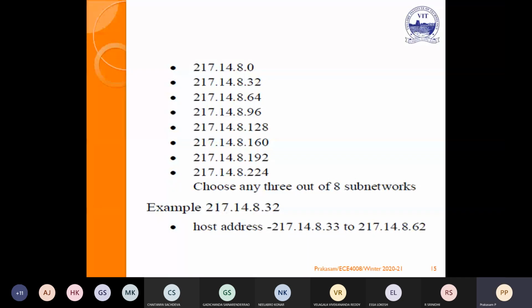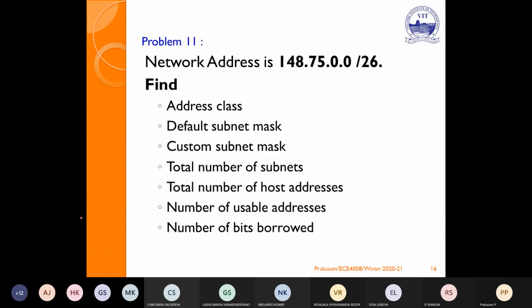So this is the problem we have seen in the last class. So the next problem. The given network address is 148.75.0.0/26. Find the address class, the default subnet mask, custom subnet mask, total number of subnets, total number of host addresses, number of usable host addresses, number of bits borrowed.